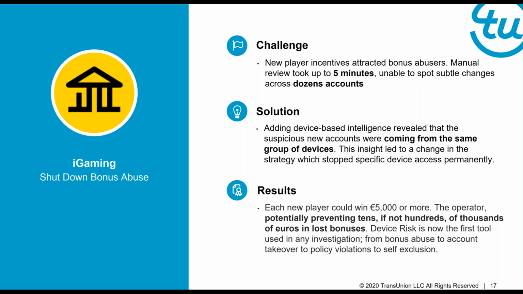So they implemented device-based intelligence. This allowed them to see the connections between new accounts and suspicious devices. So with this, basically, they were able to identify fraud rings that were coming in, setting up hundreds of new accounts to exploit their bonus program. And then by being able to see those linkages between devices and accounts, they were able to shut that down, which resulted in tens, if not hundreds of thousands of euros in lost bonuses that were saved.